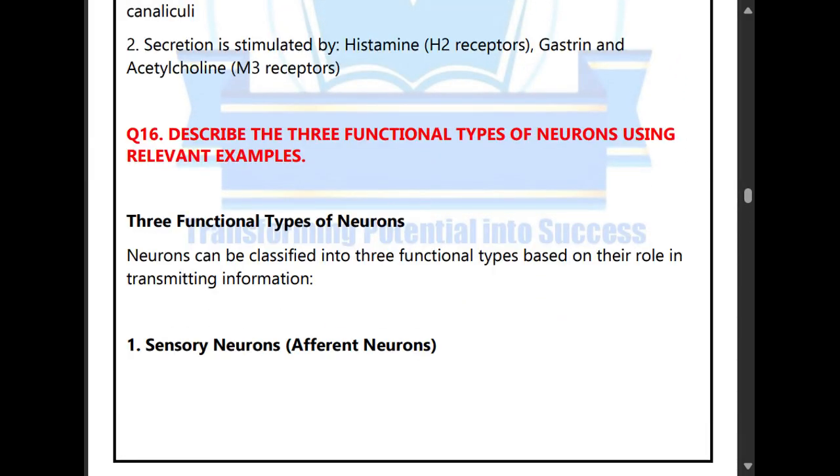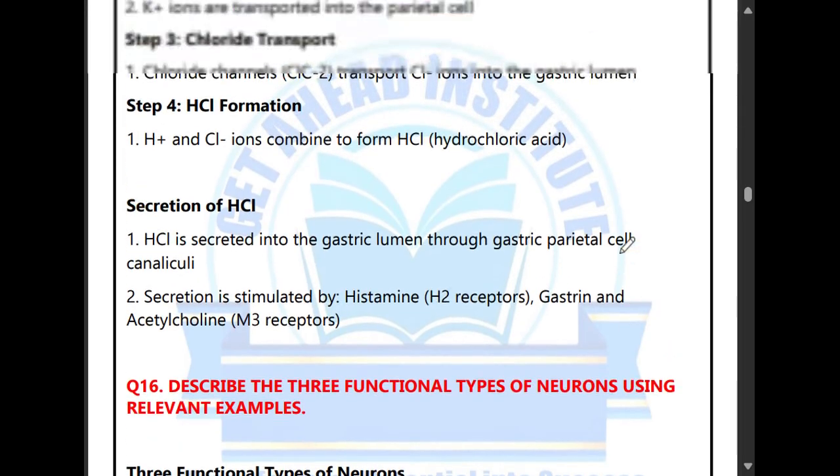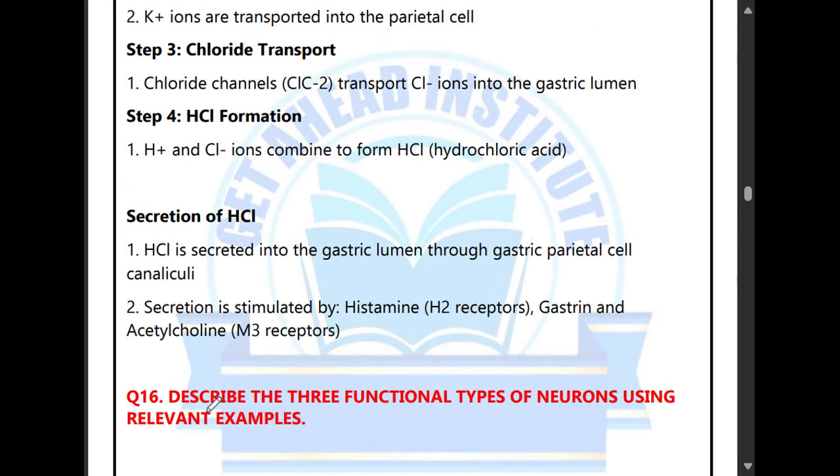Okay, so question number 16 says describe the three functional types. Take note of this word, functional types. Describe the three functional types of neurons using relevant examples. So this is nerve physiology. So anyone to give us the three functional types of neurons?